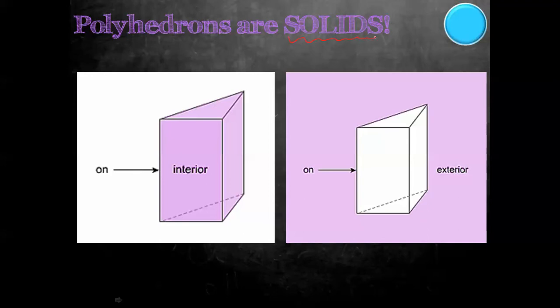Polyhedrons are solids. If we look right here, this would be the interior, all of this purple right here, and then the exterior is also the purple. So if you're seeing this right, it can have volume because it's a solid.